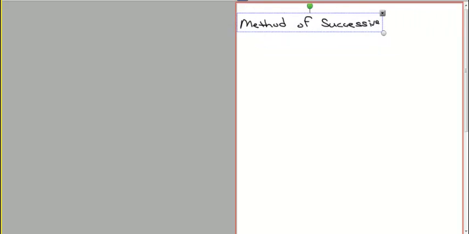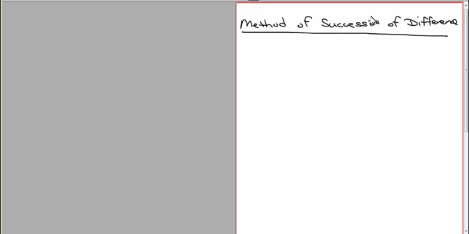method of successive differences. So go ahead and review that. Most of you got that, did fairly well on it. So I'm not going to work through one. Go back to the first review.